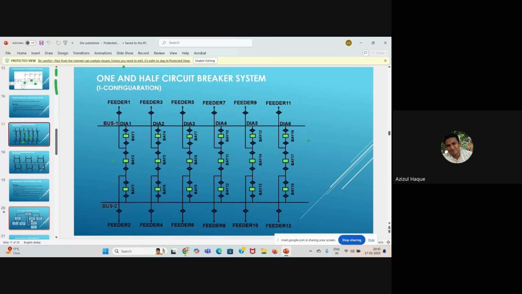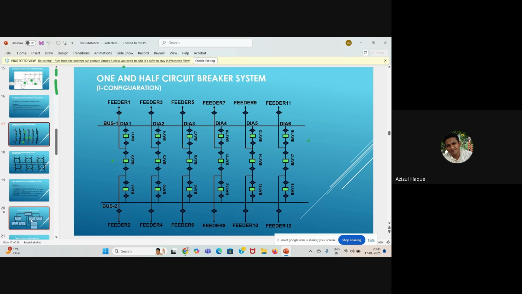For each dia, we can take one breaker at a time. And we will take one breaker of each dia for maintenance. We can take out one breaker from each dia. So simultaneously, if there are 6 dia, we can do maintenance of 6 breakers at a time without any disruption of power flow. So this is a very big advantage.